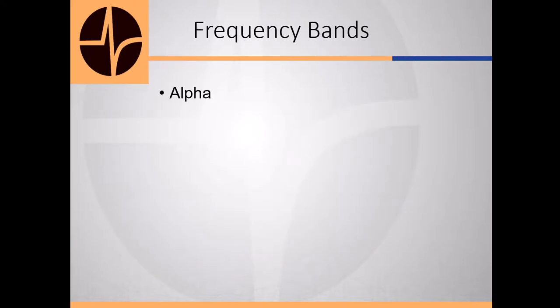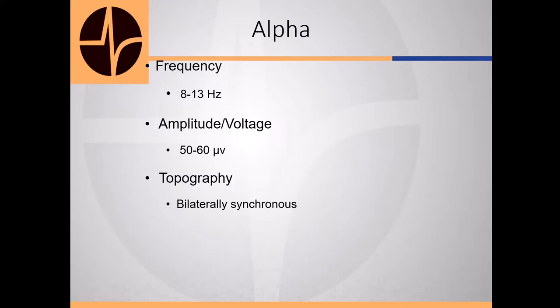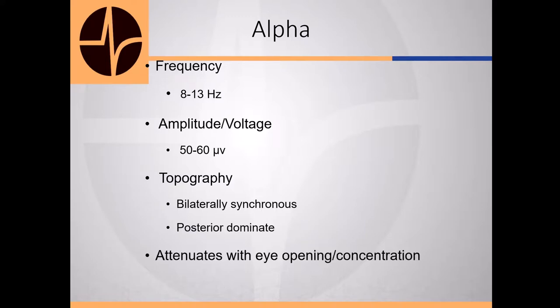Frequency bands. We have alpha, beta, theta, and delta, and they're based upon the range of frequencies. So alpha frequency is 8 to 13 hertz. The amplitude or voltage is 50 to 60 microvolts. The topography is bilaterally synchronous, posterior dominant. It attenuates with eye opening and concentration, and it's a normal awake pattern.